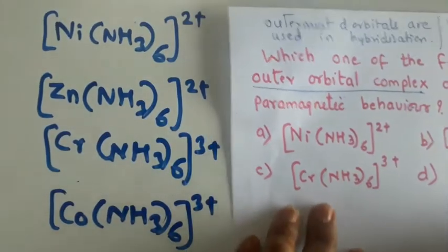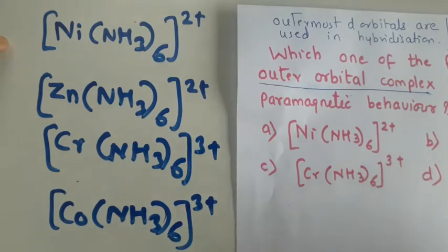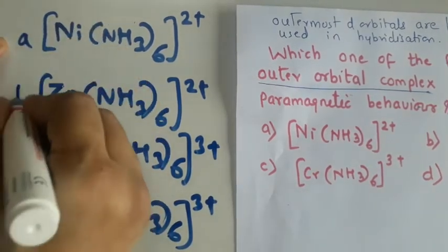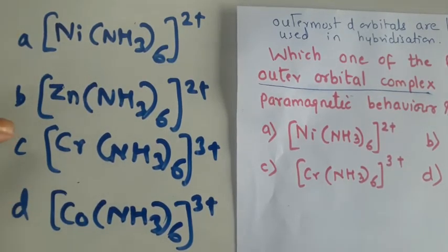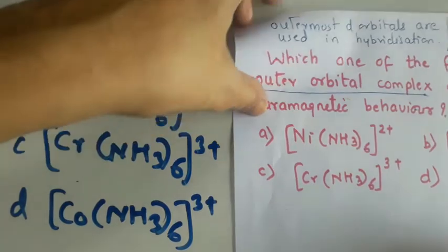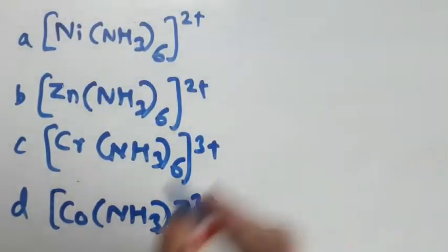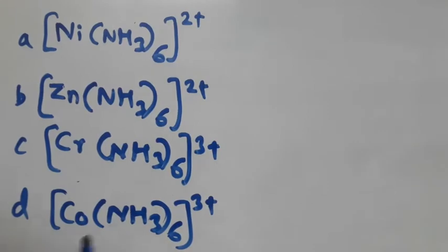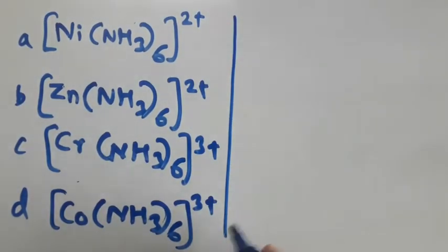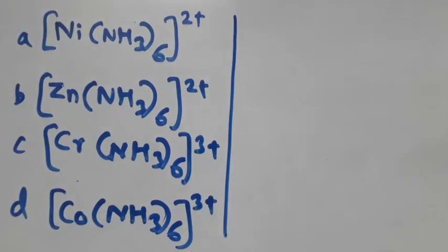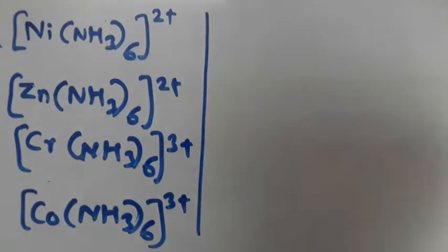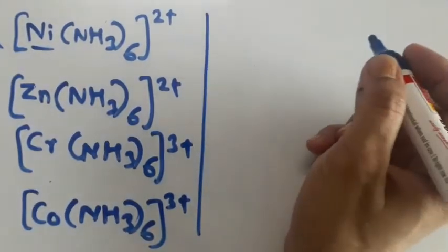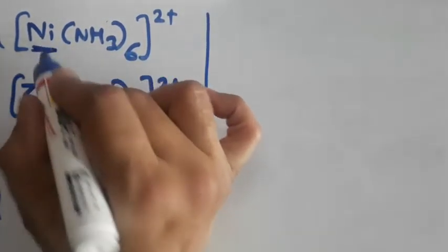Now first of all, what we have to find out is which of the complexes, whether it is A, B, C, D, is an outer orbital complex as well as paramagnetic in nature. So we begin with the explanation of this particular question. Now what we have to remember over here is nickel. What is the atomic number of nickel? Atomic number is 28. The oxidation state in this case for nickel is Ni plus 2.